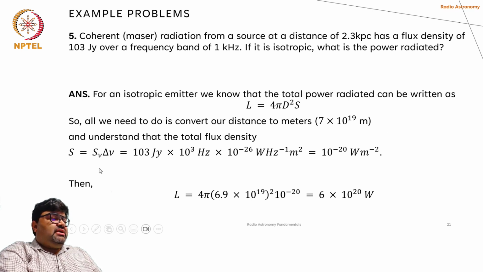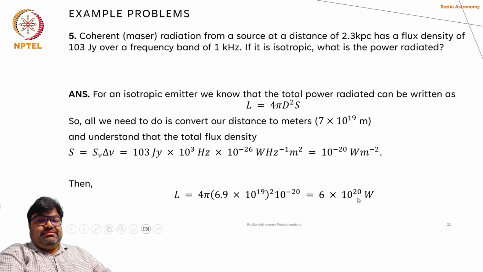The total flux is the flux density times the bandwidth. So 10^3 Jansky times 1 kilohertz, 1000 hertz. And then 1 Jansky is 10 to the power minus 26 watts per hertz per meter square. So it is 10 to the power minus 20 watts per meter square. So L, the power radiated isotropically, is given by 6 10 to the power 20 watts.